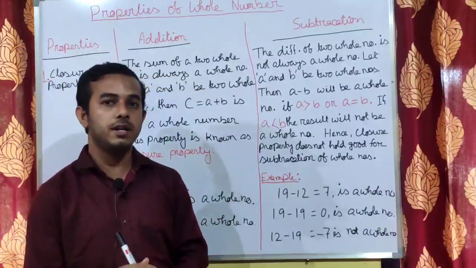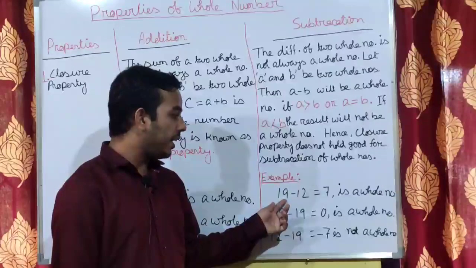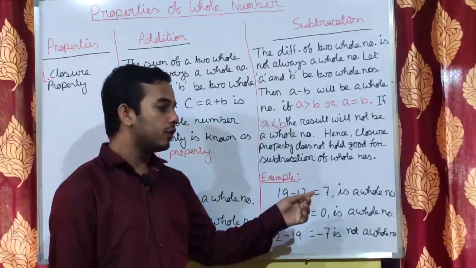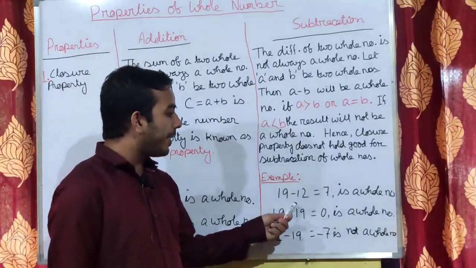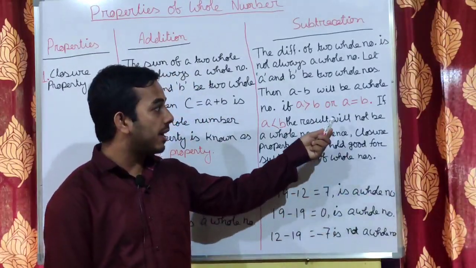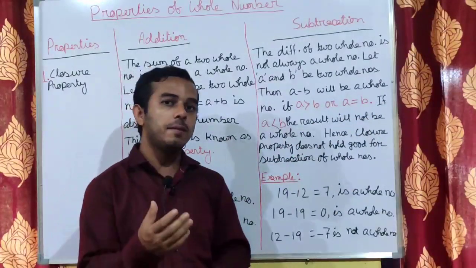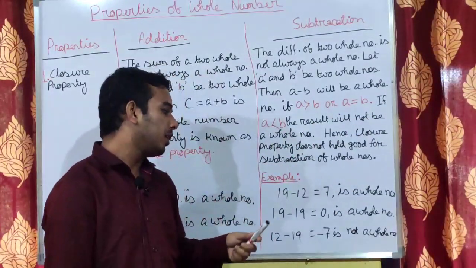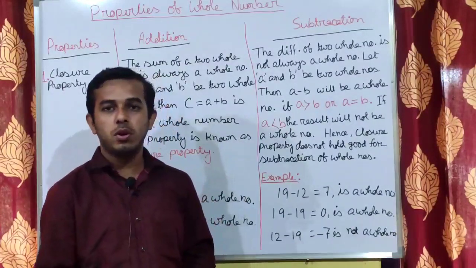For example, let us look 19 and 12. So here 19 is a and 12 is what? B. So here a is greater than b, right? So 19 minus 12 is what? 7 is a whole number, right? Now second case, a equals b, that is a will be also 19 and b will also be 19. So 19 minus 19 equals what? 0. 0 is also a whole number.